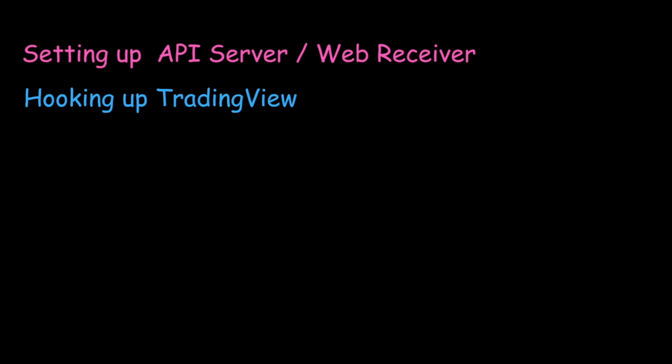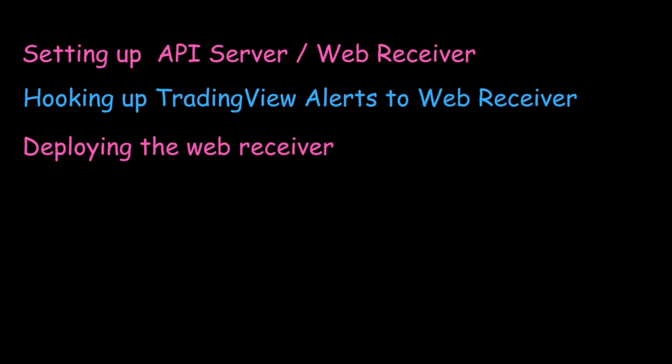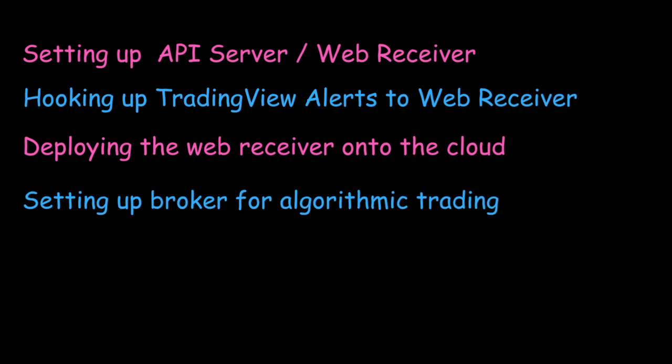This video has 4 segments. Setting up an API server or web receiver. Hooking up a TradingView alert to the web receiver. Deploying the web receiver onto the cloud. Setting up a broker for algorithmic trading.